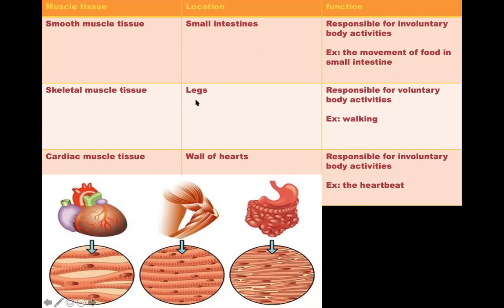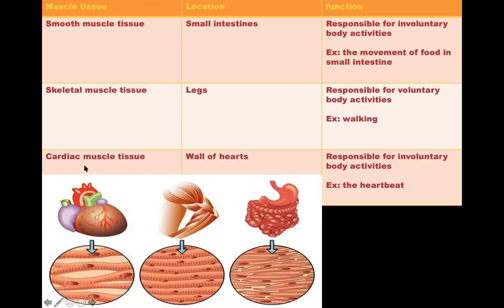And then we have skeletal tissue. For example, in the leg. Skeletal muscle tissue means any muscle that is attached to your bones. So this is how skeletal muscle looks like. It look very long and also tight to each other. So the function is responsible for voluntary action. For example, walking. Voluntary means that you are aware that you are doing that activity.